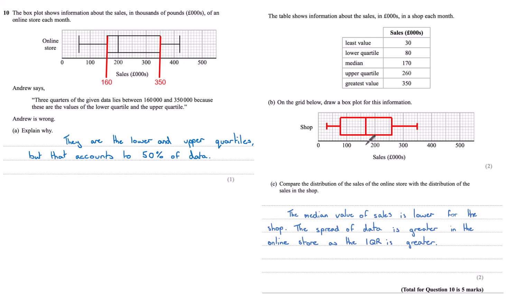And so the median is lower for the shop. We have a median of 170, and online the median is 200. And the spread of data is greater in the online store. As you can see, this box is wider, and so the interquartile range is greater.